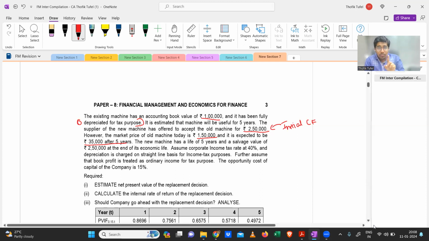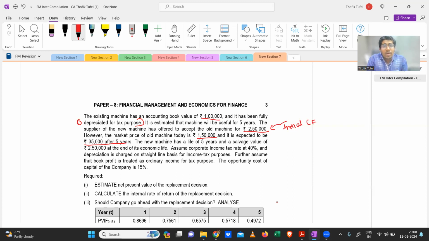But one point is to be known. If the market value is more, and the supplier is giving me only 2,50,000, and if the market value is 5 lakh rupees, then that becomes an opportunity cost to me. Because had I sold in the market, I would have received 5 lakh rupees. But because I'm purchasing the new machinery and have to exchange, he is giving me only 2,50,000 rupees. So that would be my opportunity loss. But here nothing is to be considered because the market price is less.